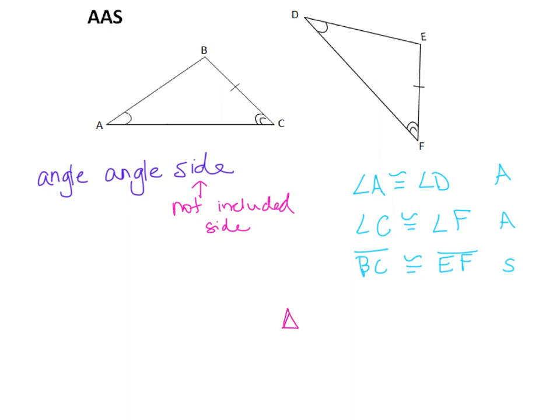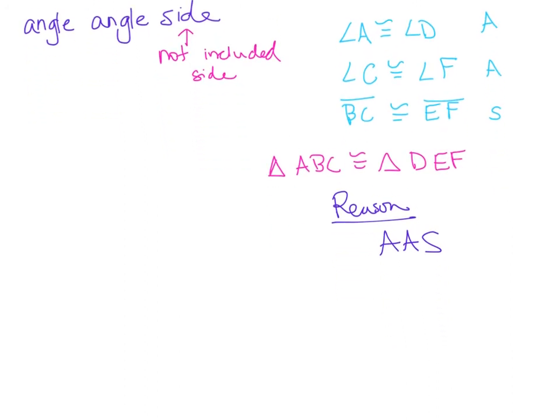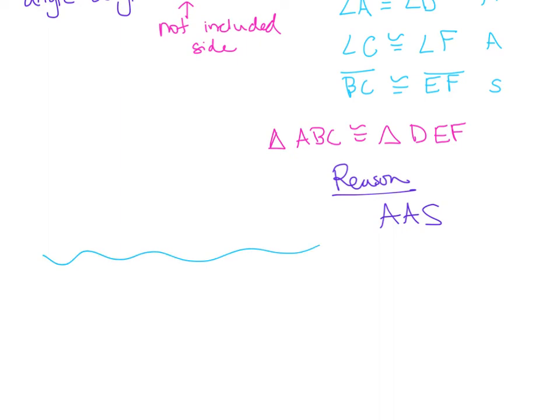So we'll say triangle ABC is congruent to triangle DEF. And what's the reason? Angle, angle, side. So you've got 4 of those that you can use as reasons to show that triangles are congruent. So just to recap, you have side, side, side, side, angle, side, angle, side, angle, and angle, angle, side.